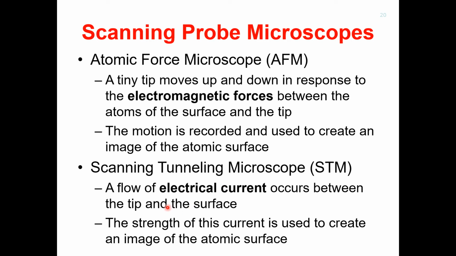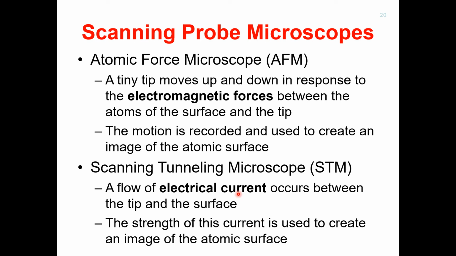Just as we mentioned, in atomic force microscopy we have the motion as a result of the electromagnetic force between the tip and the surface. The motion is recorded and used to create an image of the atomic surface. Likewise here, the strength of the electrical current is used to create an image of the atomic surface.